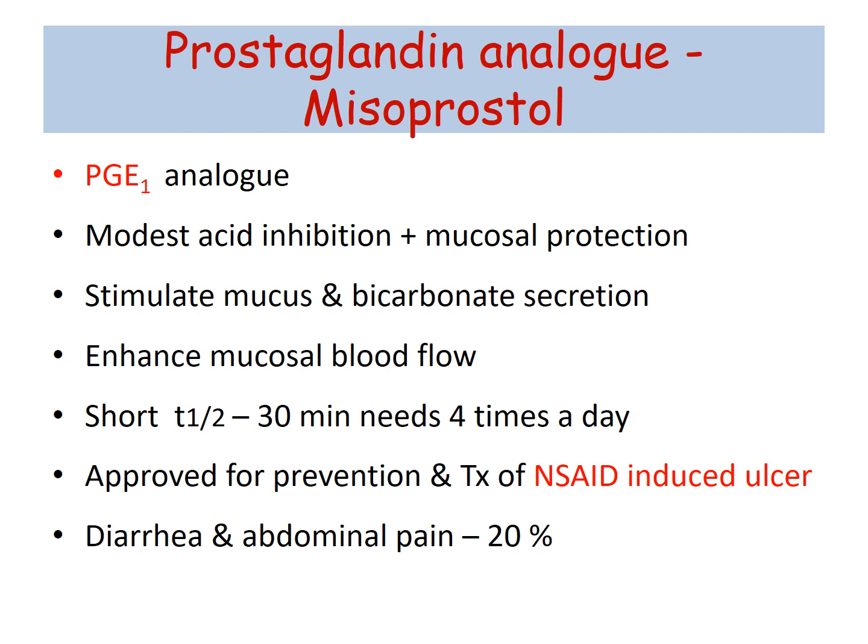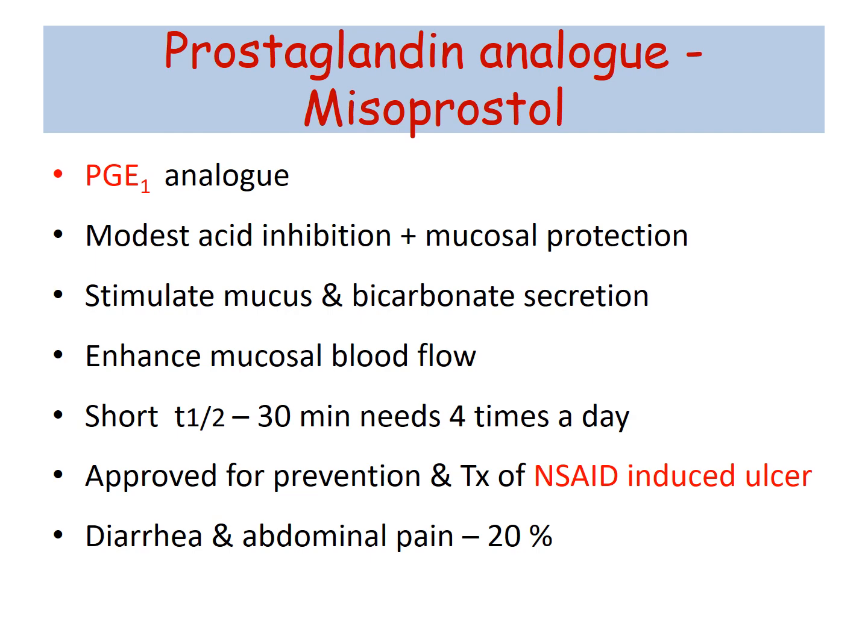Next group, prostaglandin analogues: misoprostol. It is a PGE1 analog. Different types of prostaglandins exist, and you will see them in the prostaglandin class. So just keep in mind that misoprostol is PGE1, and it has a modest acid inhibition. The inhibition is much less, but the important thing is mucosal protection. Mucosal protection is the important function done by misoprostol.